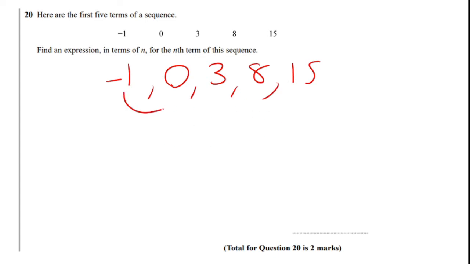Okay, so -1 to 0, I've got a difference of 1. 0 to 3, I've got a difference of 3. 3 to 8, I've got a difference of 5. And 8 to 15, I've got a difference of 7. Okay, because they're different, we know it can't be linear.